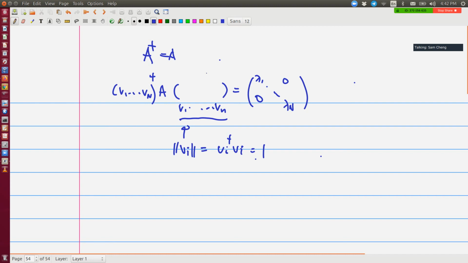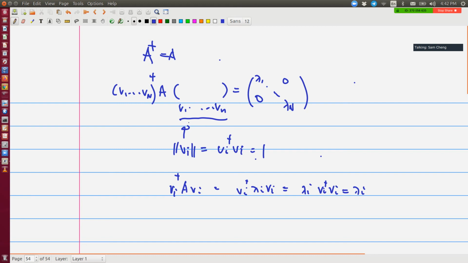Therefore, if you look at the diagonal term, for example the ith diagonal element will be vi Hermitian times the matrix times vi, which is equal to lambda i times vi Hermitian vi, and that is equal to lambda i, right?